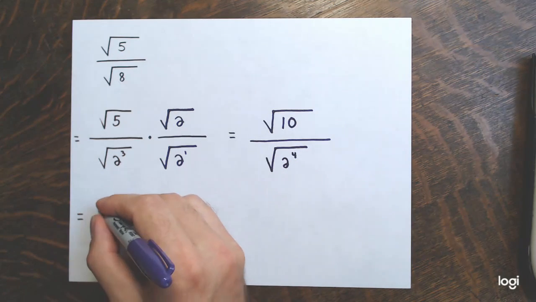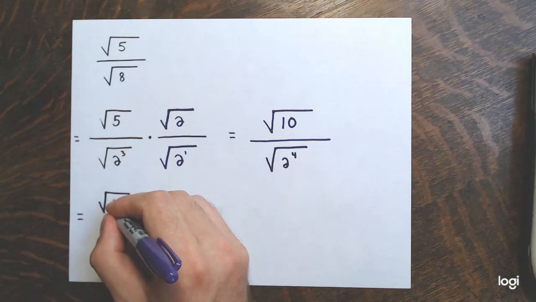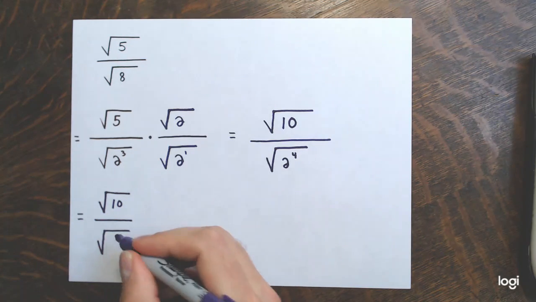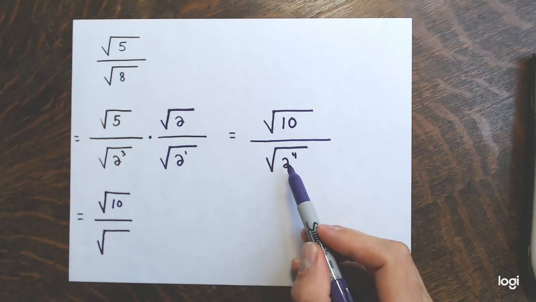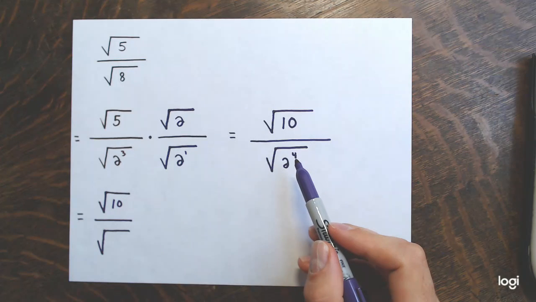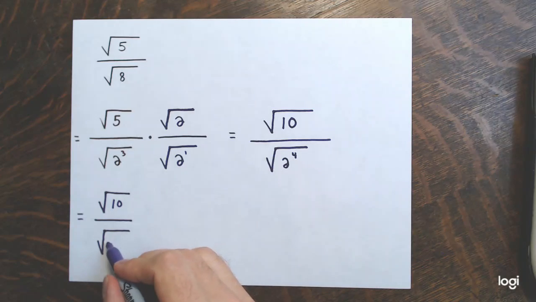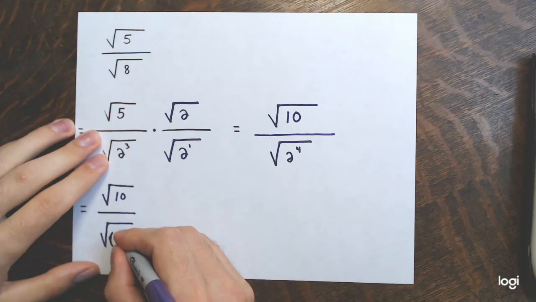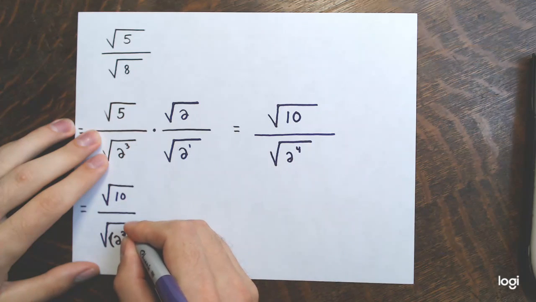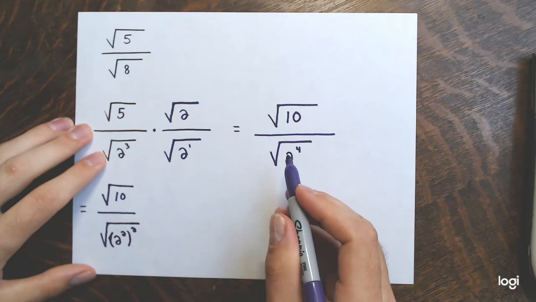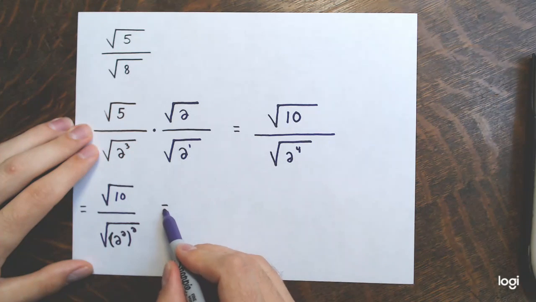Alright, so the numerator I still have the square root of 10. The denominator, I have the square root. And then think about how 2 to the fourth could be written as a square, something with the second power. And that's going to be using that power to a power property. 2 to the fourth is the same as 2 to the second, squared, right? Remember that power to a power rule, I would multiply those and that would give me 2 to the fourth. And then we can simplify, right?